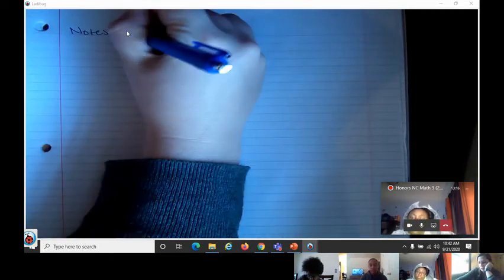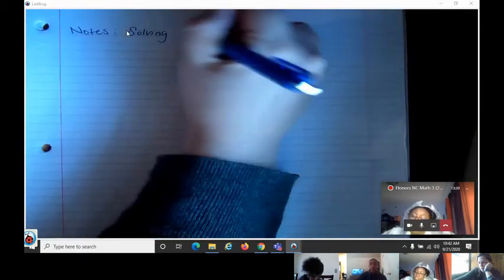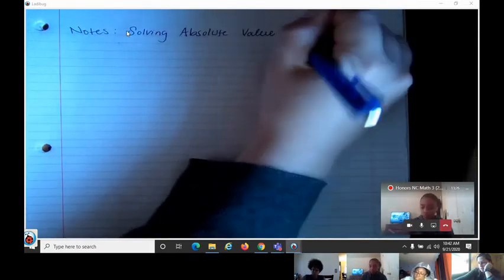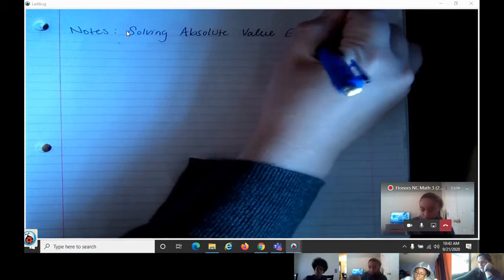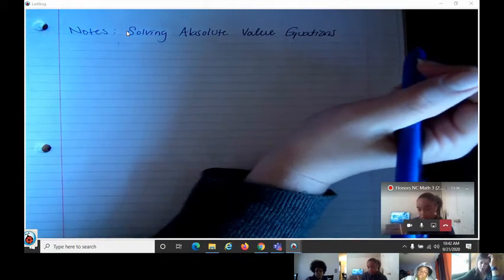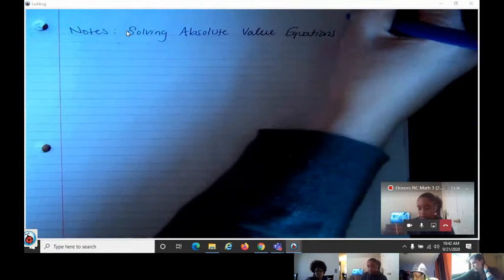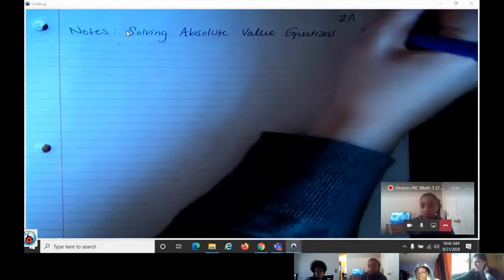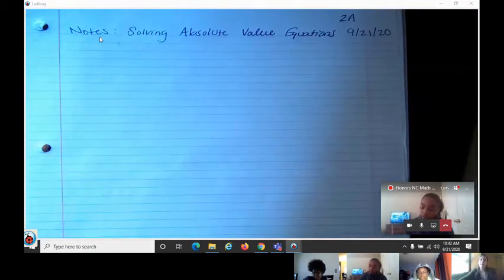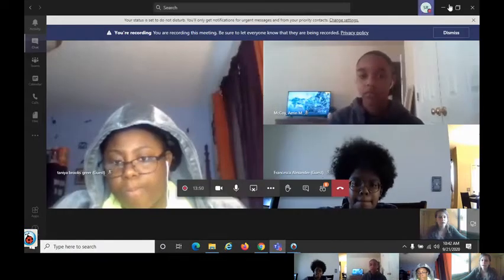So these notes are on solving absolute value equations. And the document that is on Canvas right now are the notes that I gave the Honors 2B class. So you can look at those if you feel like you are not keeping up. But feel free, we're just writing notes on notebook paper.